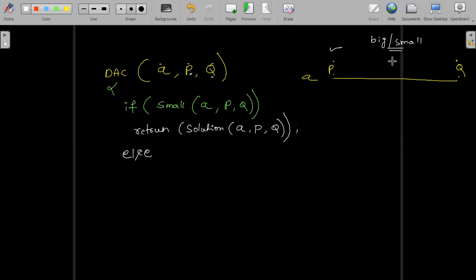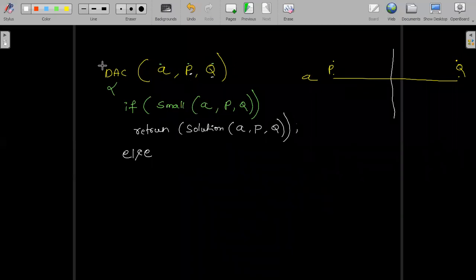Everybody please observe this one. What I'm saying is, I am going to the else part. If you are going to the else part, it says very clearly that your array is not small. Hence, I wanted to divide this array into two parts.